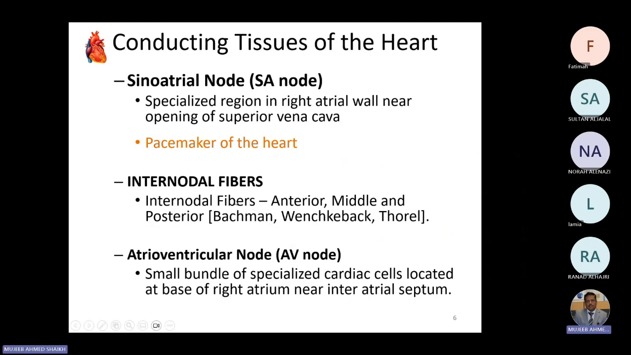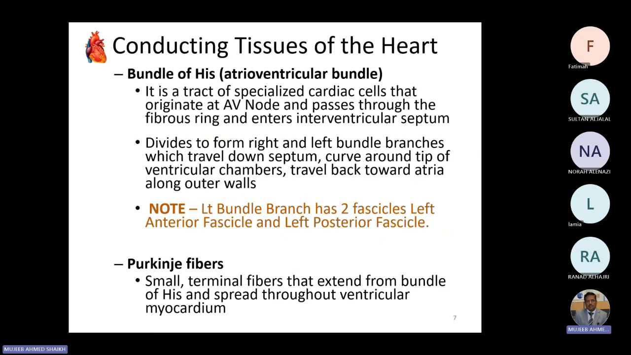It is followed by the internodal pathway, then by the atrioventricular node, which is small and present at the junction at the lower border of the interatrial septum. Then comes the bundle of His, which pierces from the atria to the ventricle and then divides into two branches, the right as well as the left bundle branches, and then it will pierce the muscle of the ventricle through the Purkinje fibers.